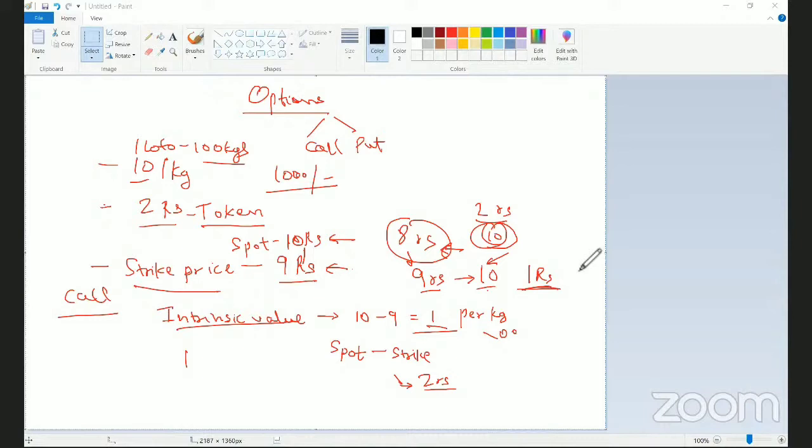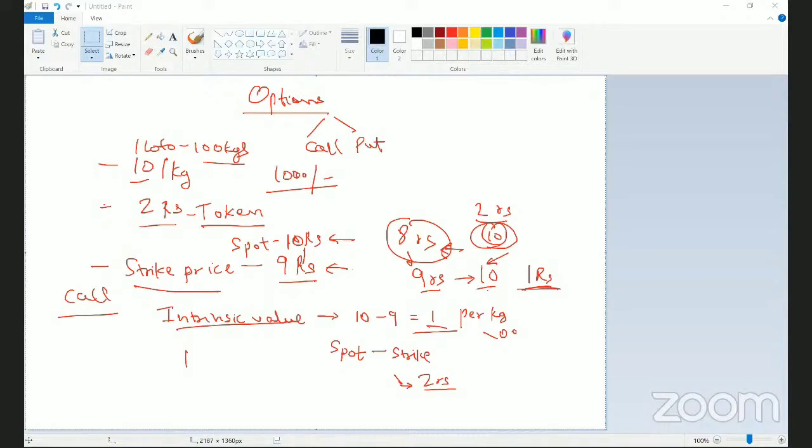Either you exercise the option during the month or by the end of the month, it's by default you have to exercise. Okay. Since in the Indian system, you are practicing European options, you cannot exercise it during the month.